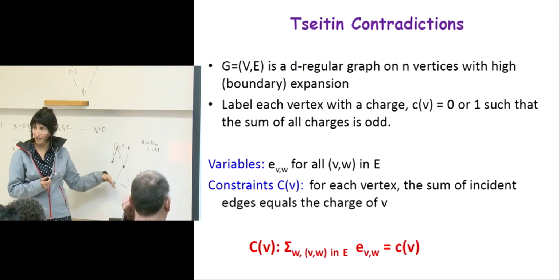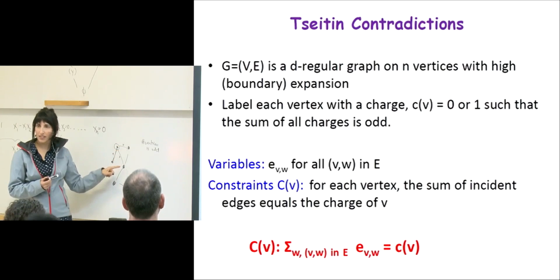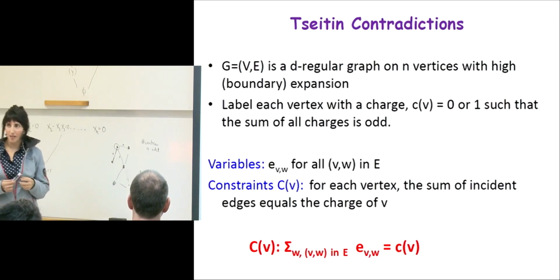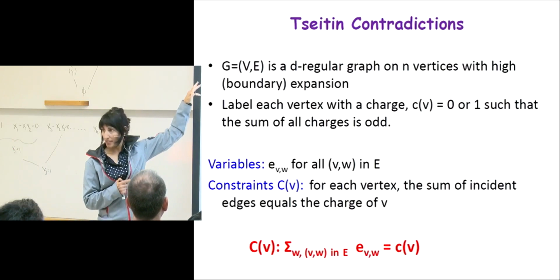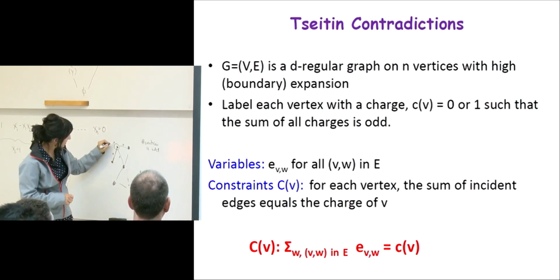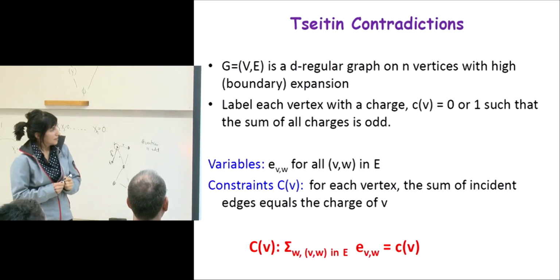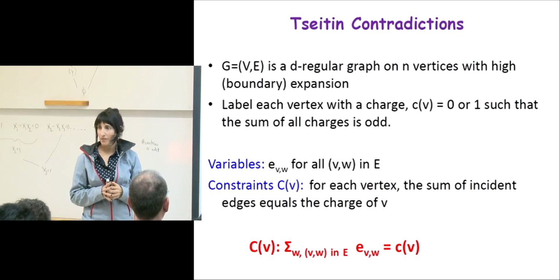A slightly more general version of Tseitin is that you can associate a charge with each of the vertices such that the sum of the charges is odd. Then the graph doesn't have to have an odd number of vertices, but in essence they're the same thing. So those are the unsatisfiable formulas that we're working with, and again the variables are, if this is vertex V and this is vertex W, then the variables are just the edges in the graph, e_VW. And the constraints are what I just said. Okay? Good?